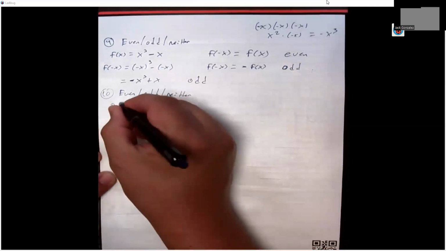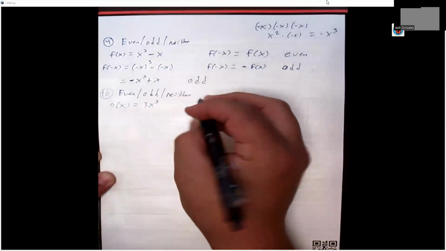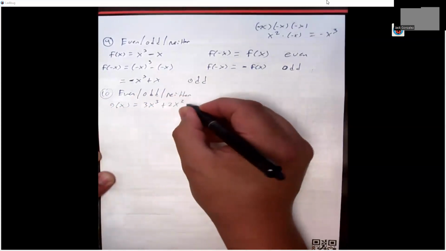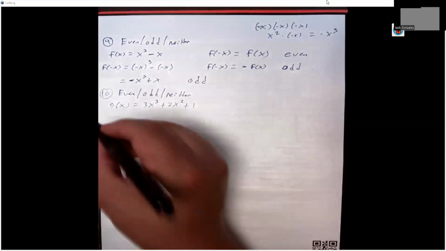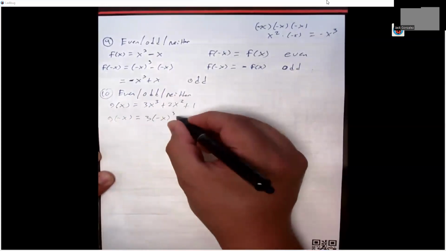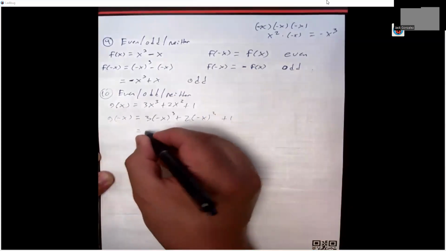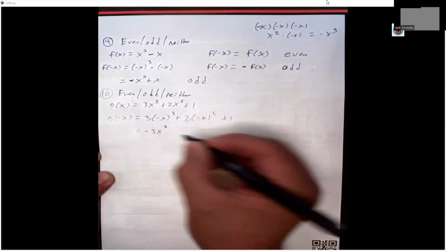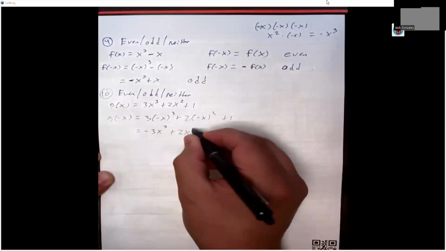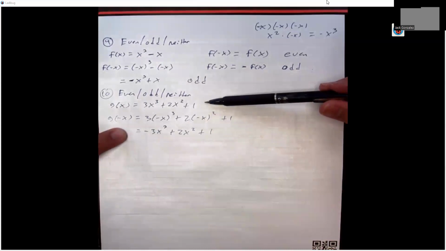Okay. Number 10, I think, was the last question on exam 1. Do the same thing. Plug in negative x and see what happens. So it'll be negative 3x cubed plus 2x squared plus 1. Is this the opposite of the original? Is it the same? Those are the two questions you ask yourself.